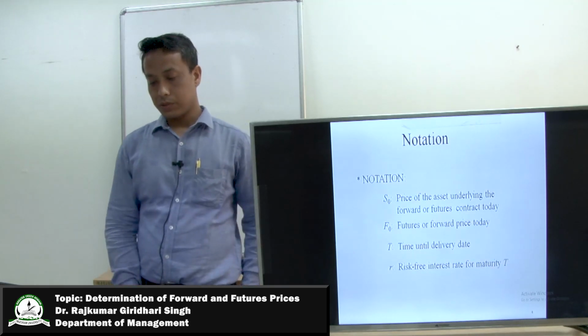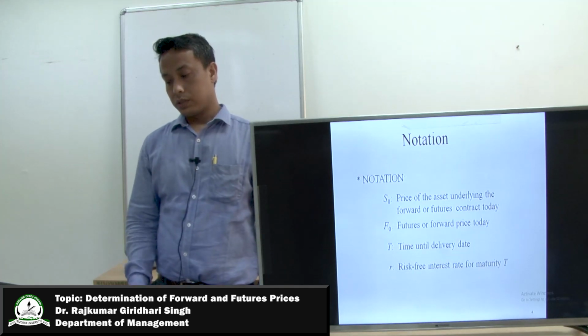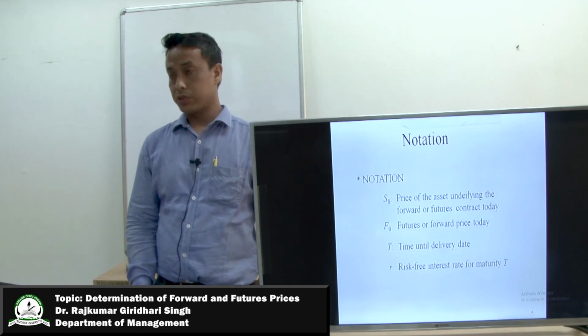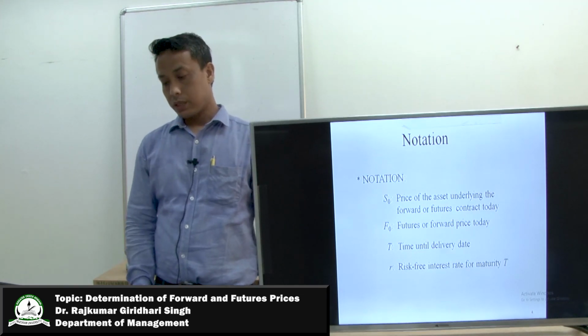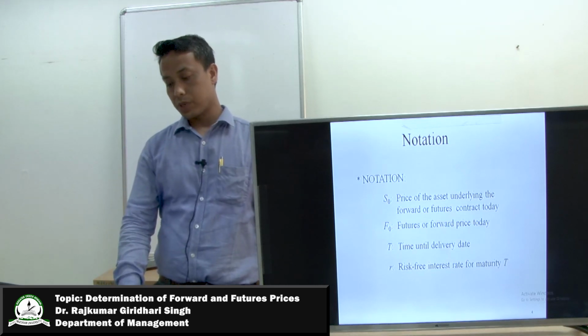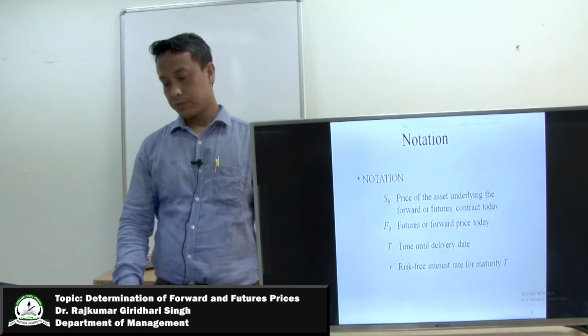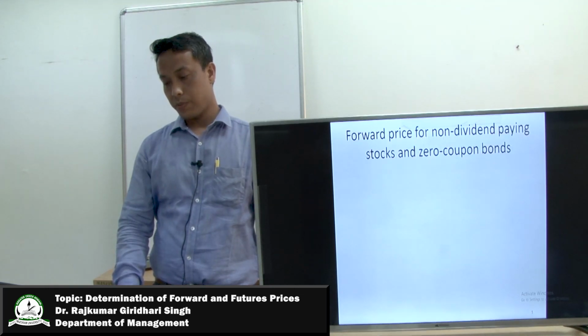Now these are some of the notations we will use. S naught denotes the price of the asset underlying the forward or futures contract. F naught is the futures or forward price, T stands for the time until delivery, and r is the risk-free interest rate for maturity T. So with these four notations, we are going to derive the futures prices.